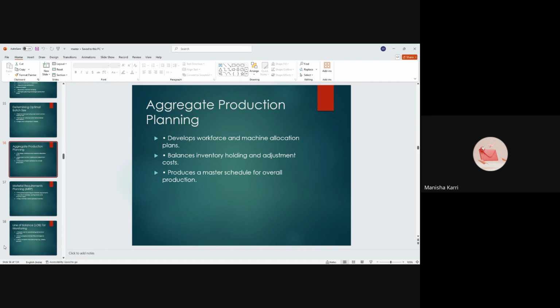The best example for this is a toy manufacturer. You can take a toy manufacturer. They might use aggregate production planning to prepare for peak seasons, like holiday seasons. By planning extra shifts, hiring temporary workers, and adjusting the machine usage, they ensure they have enough toys ready without excessive storage cost or last minute changes. This is the best example for aggregate production planning.